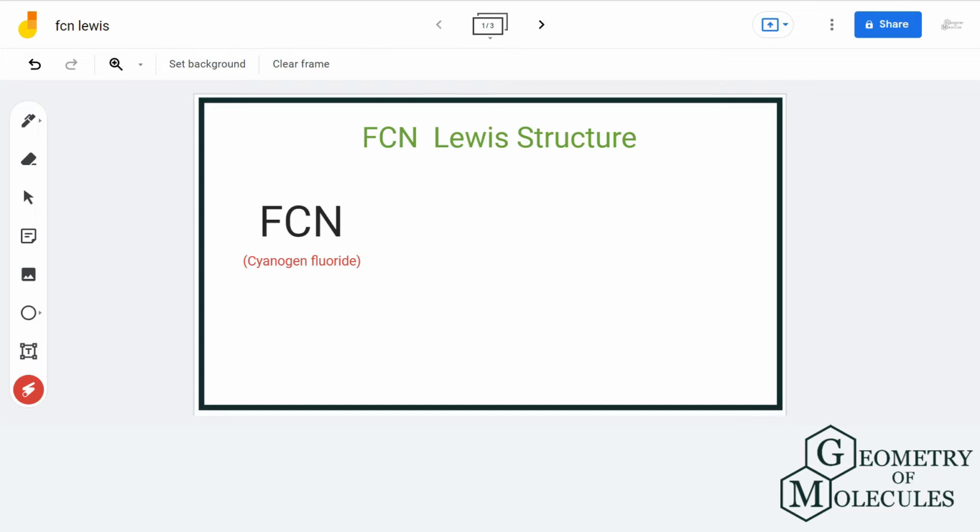In this video, we will discuss the Lewis structure of FCN molecule. It's a chemical formula of cyanogen fluoride. For determining its Lewis structure, let us count the total number of valence electrons. We have one fluorine atom having 7 valence electrons, one carbon atom having 4 valence electrons, and one nitrogen atom having 5 valence electrons. Now that gives us a total of 16.